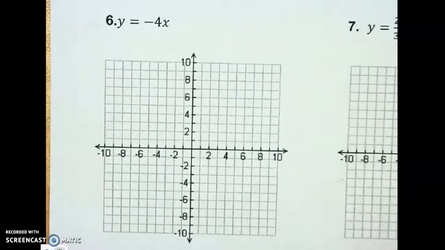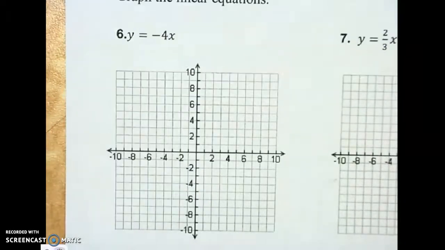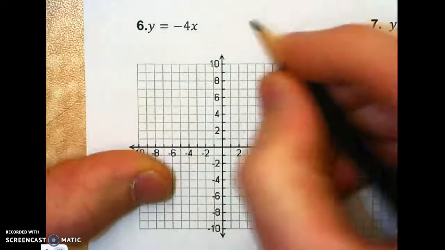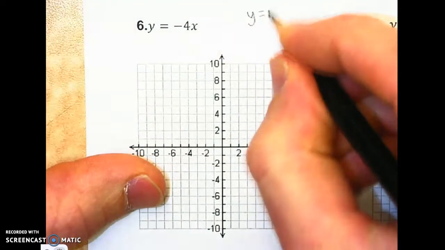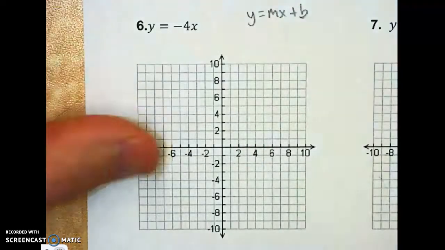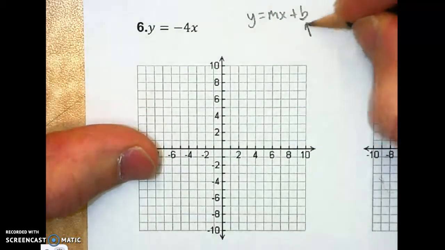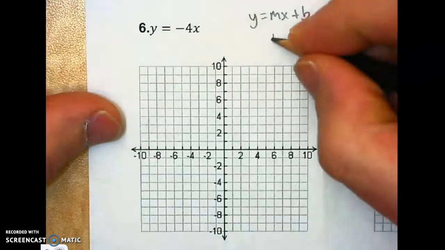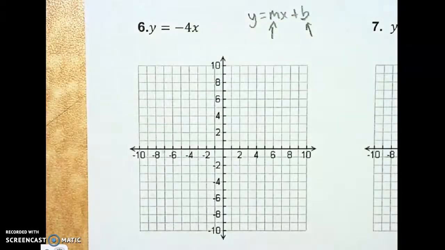Hey, I'm going to be showing you how to graph an equation. I'm going to be showing you two different ones here. Here's the first one. Remember, the equation is y equals mx plus b. You're going to look at two pieces. The b tells you where to start on the y-axis, and the m tells you your slope, your rise and your run.